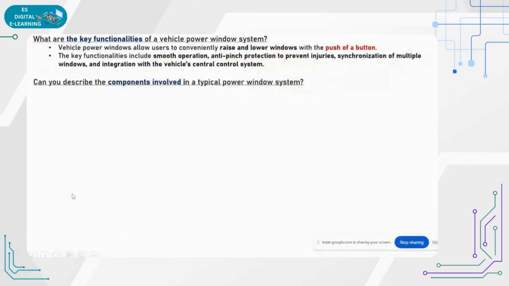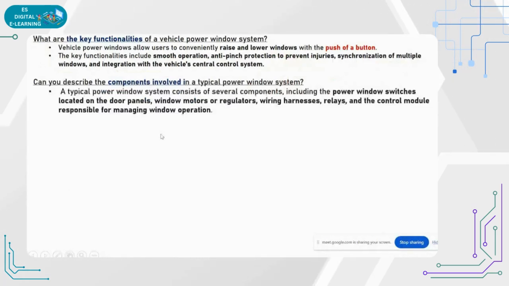Can you describe the components involved in a typical power window system? Yes, it has the switches and the door panels, because with the help of the door panels only we are able to operate the window, right? So that is the door panel, and window motors, regulators, wires, relays, and the control module for managing the window operation. Okay, so it means here the controller.